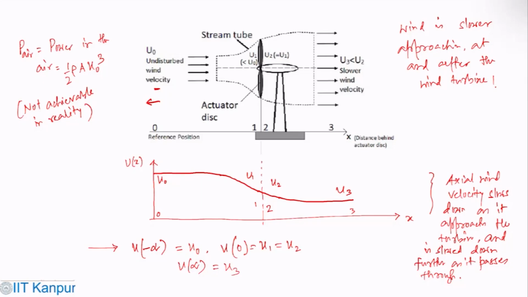we can assume there is no interaction of the stream tube with the outside. So that's what is there.